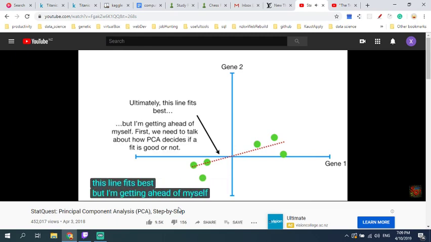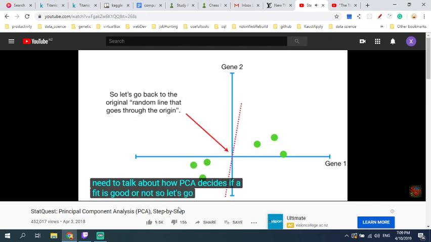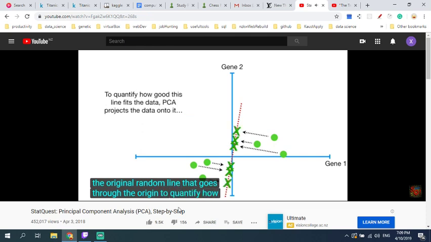But I'm getting ahead of myself. First, we need to talk about how PCA decides if a fit is good or not. So let's go back to the original random line that goes through the origin. To quantify how good this line fits the data, PCA projects the data onto it.